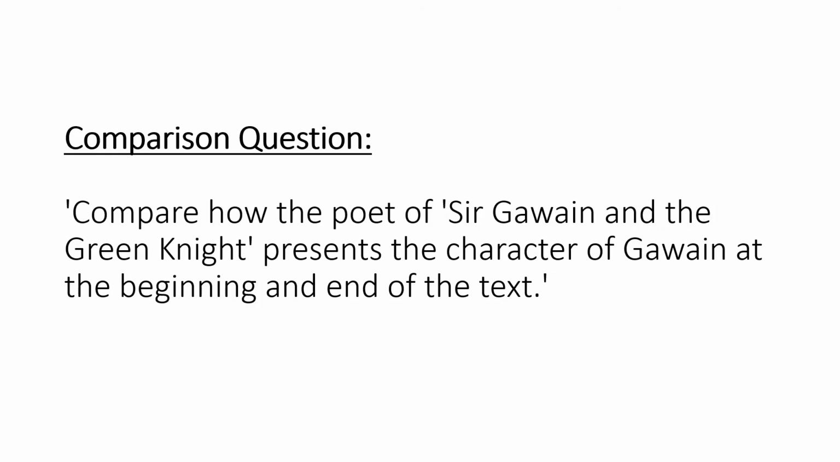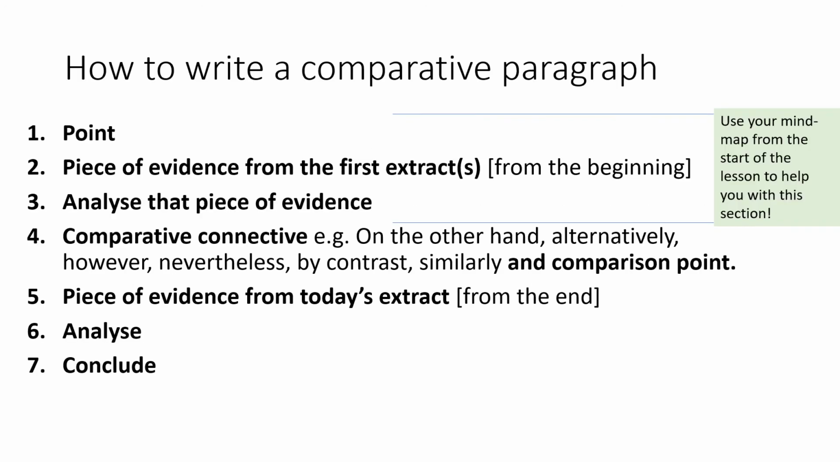So your comparison question, which you'll be writing a 3-paragraph essay for, is: compare how the poet of Sir Gawain and the Green Knight presents the character of Gawain at the beginning and end of the text. So you're comparing how Gawain seems at the beginning and how he seems at the end. You will need to follow these instructions to write your comparative paragraph.